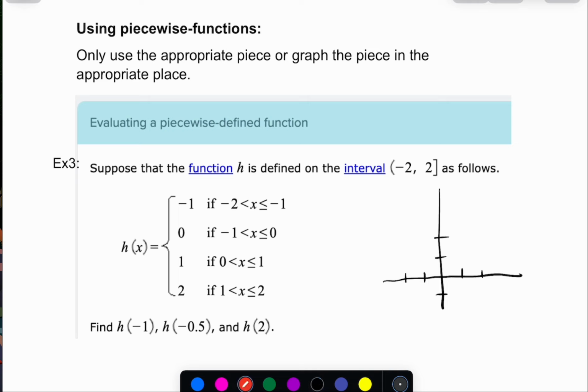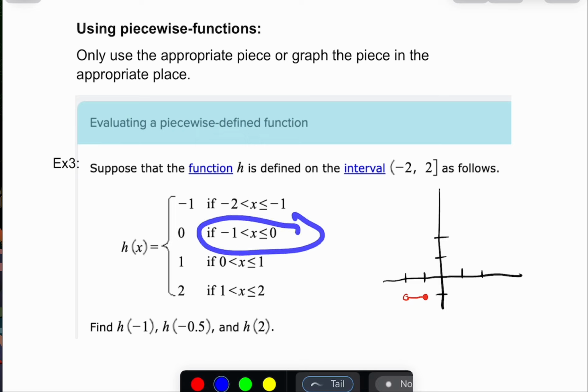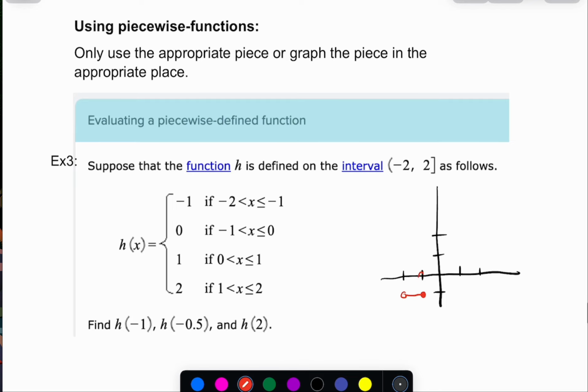Okay, so let me repeat that. From an x value of -2 to an x value of -1, we are at a height of -1, and we want to include that endpoint. And then from an x value of -1 to 0, we are at a height of 0. So from -1 to 0, we're at a height of 0.